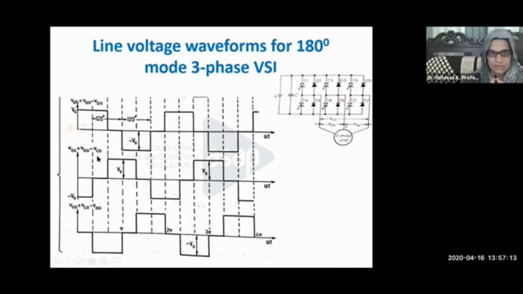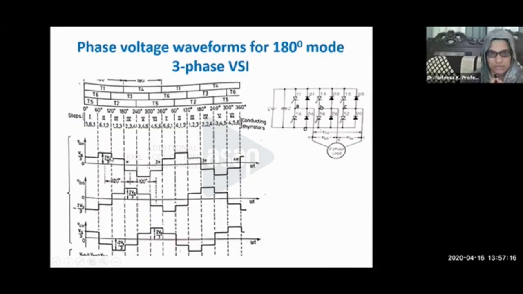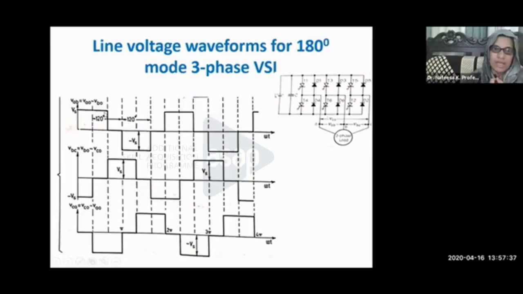Here the voltage VAO is 2 Vs by 3 and VBO is minus Vs by 3, so 2 Vs by 3 minus of minus Vs by 3 gives 3 Vs by 3, which is also equal to Vs. So this interval also the voltage is Vs. Similarly, you can find the differences in all the intervals. From 120 to 180 degrees, the voltage is 0 and then minus Vs. So this is the pattern of the line voltage that is applied to the induction motor.